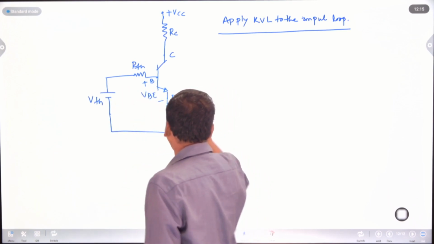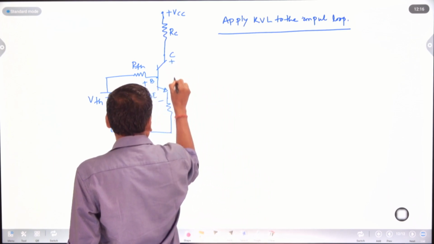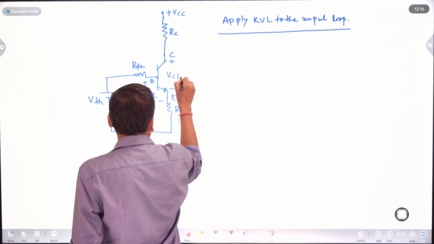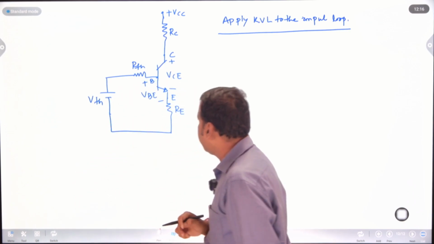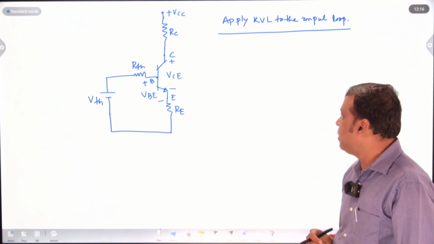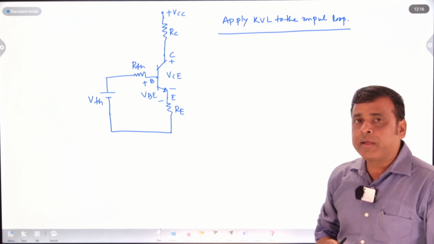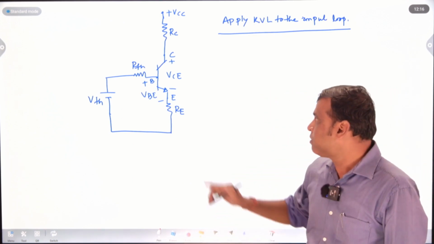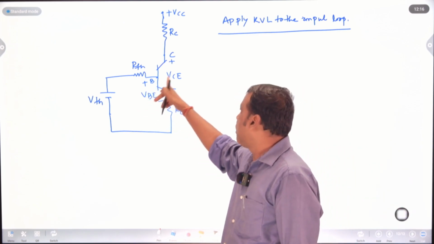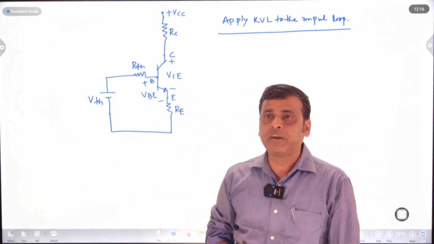So you have to consider VBE between base and emitter. Similarly, between collector and emitter there is a potential, VCE, which you have to consider. You should not neglect VBE and VCE. When you apply KVL to the input and output, you must consider the base emitter voltage VBE and the collector emitter voltage VCE.